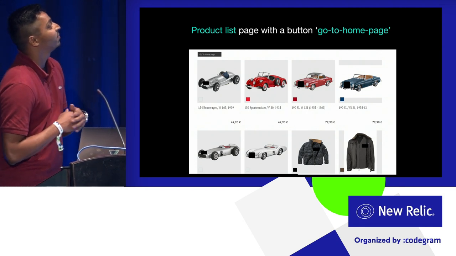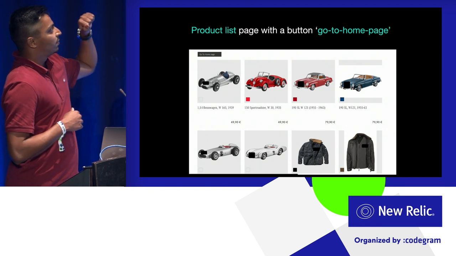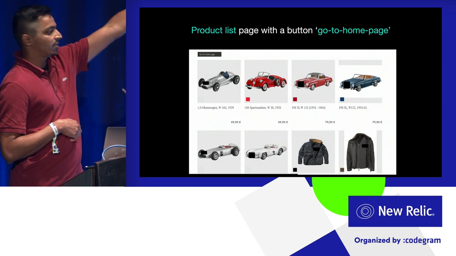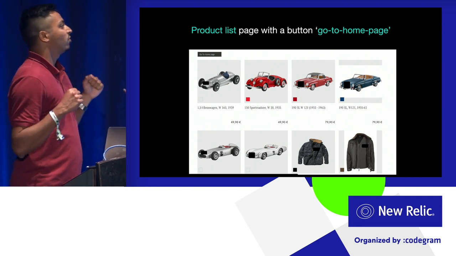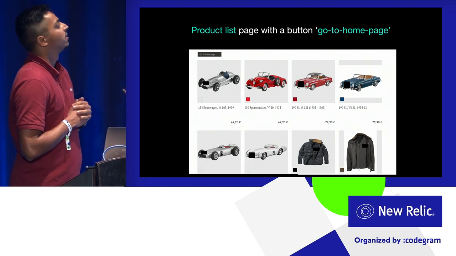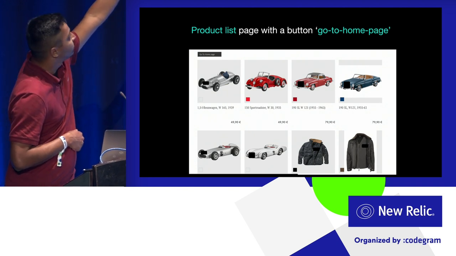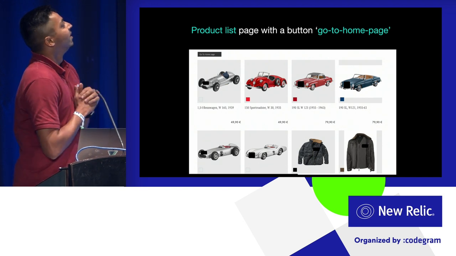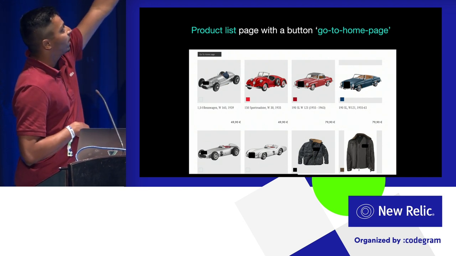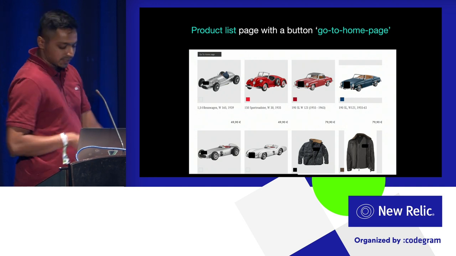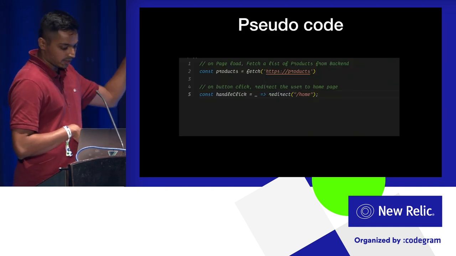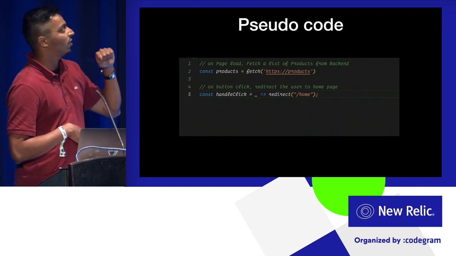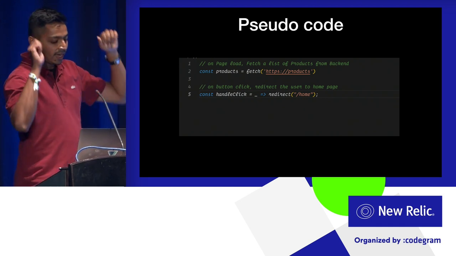Let me explain that with an example. This is a product list page from an e-commerce site. On page load, you make a fetch request to the backend, grab a bunch of products, and display them to the user. And on the top left corner, there's an ugly-looking go to homepage button. When the user clicks on that button, he gets redirected to the home page. So the pseudo code might look like this. On line 2, we have the fetch to grab the products, and on line 5, we have the click handler for the button.